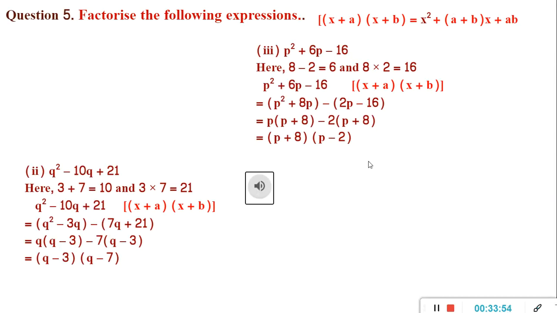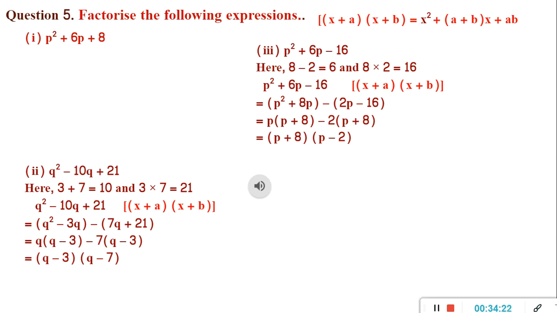Now, question number 5. Factorize the following expressions. Here first question, you can see that p square plus 6p plus 8. Right? 3 terms are there. But are any 2 terms perfect squares? p square, okay, that is the square of p. But 8 is not a perfect square. Isn't it? So that is why it is not fit for our first and second identity.